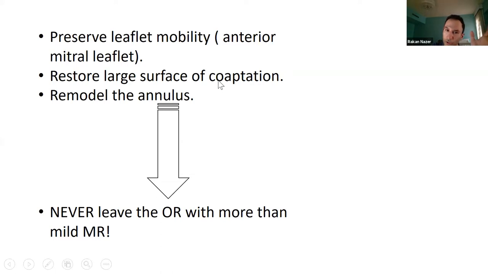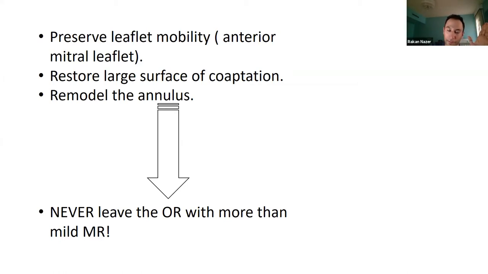Restore coaptation. Usually you prefer not to leave the operating room with less than 1 centimeter of coaptation margin between the anterior and posterior leaflet. Remodel the annulus. As I said, in functional MR, you undersize the annulus. In myxomatous MR, you overstretch and oversize the annulus. And the last rule is never leave the operating room with more than mild MR. And I would also add, never leave the operating room with more than mild MS, which is very important.